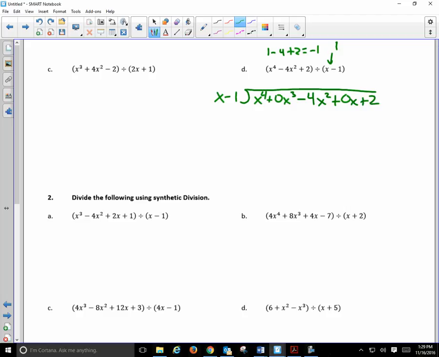What do you multiply x by to get x to the 4th? X cubed. You get x cubed for x to the 4th minus x cubed. 0x cubed minus negative x cubed, positive x cubed. I drop down the next term, x squared.